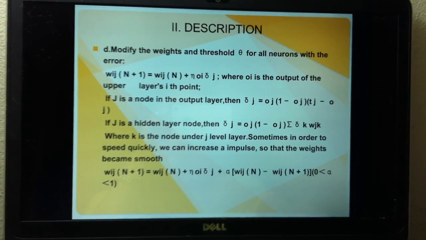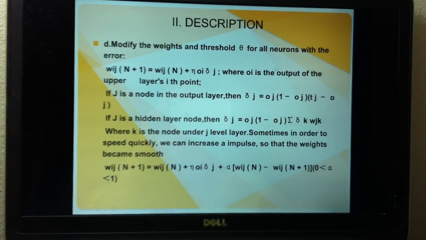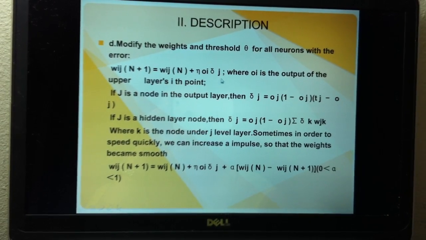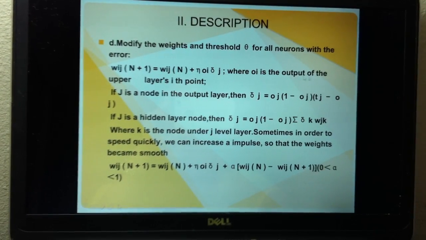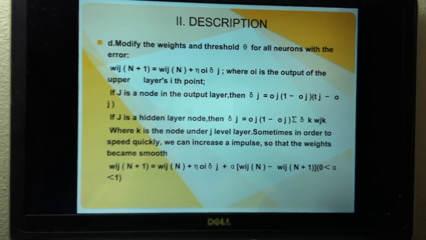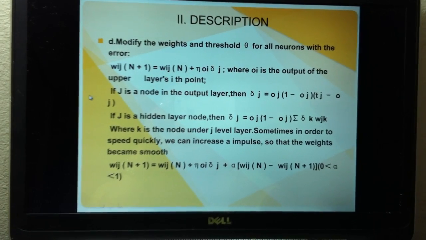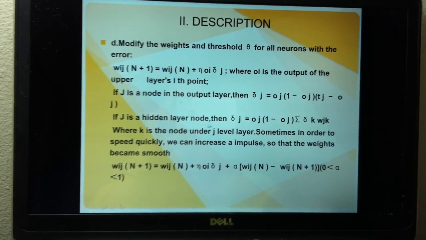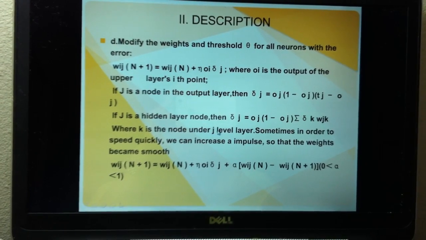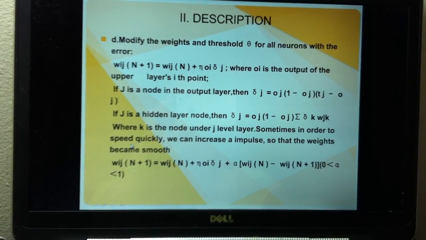The fourth step is to modify the weights and the threshold theta for all the neurons with errors. Here is the function form, where Oi is the output of the upper layer's ith point. If j is a node in the output layer, then we have this form, and if j is a hidden layer node, we use this form, where k is a node on the layer after j.